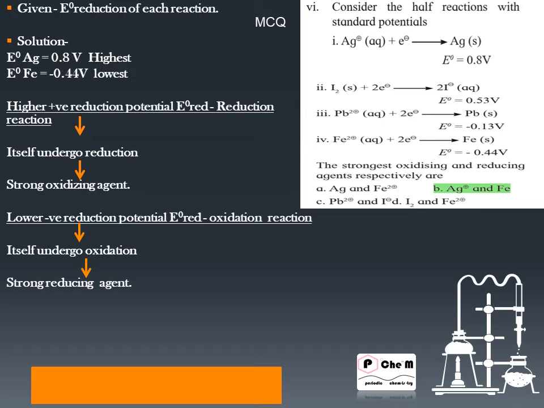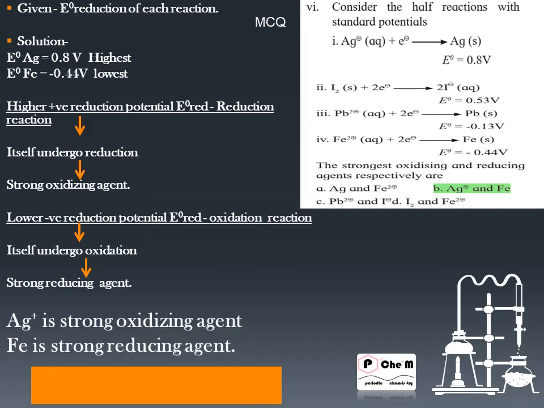So from all these steps, we can clearly tell that Ag+ is a strong oxidizing agent because it has the highest electrode potential, while Fe is a strong reducing agent because it has the lowest reduction potential. We can see two options, A and B, where Ag and Fe are included. But reagents are nothing but those which are on the left-hand side.